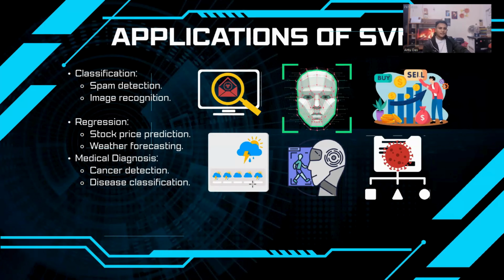Now we discuss the applications of SVM. In classification, spam detection: in our mailbox, regularly we get so many emails, regular email and spam email. So it's mandatory to classify those emails. By using SVM, a model can easily classify regular email and spam email. Image recognition can also be performed by using SVM. And for regression, it can predict stock prices and forecast the weather. In the medical diagnosis sector, by using SVM, cancer can be detected or disease can be classified.